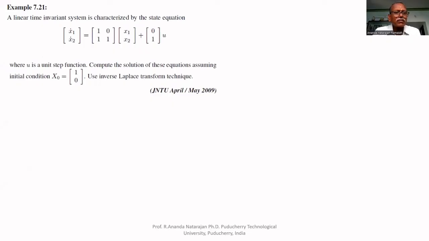A linear time invariant system is characterized by the state equation x1 dot, x2 dot equal to the A matrix 0, 1, 1, 0 times the state variables plus the B matrix multiplied by U, where U is a unit step function.